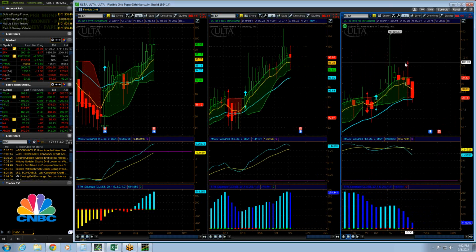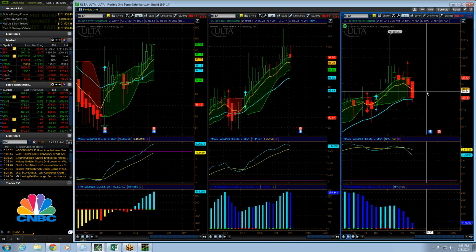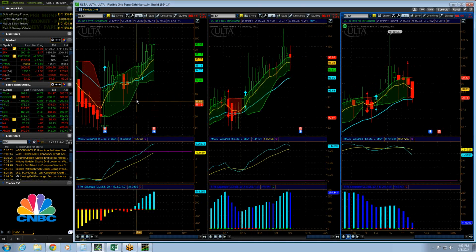And I also have a person's pivot study right here. That is an early trigger. But again, this is a shorter time frame. You know, I like to look at the macro picture.